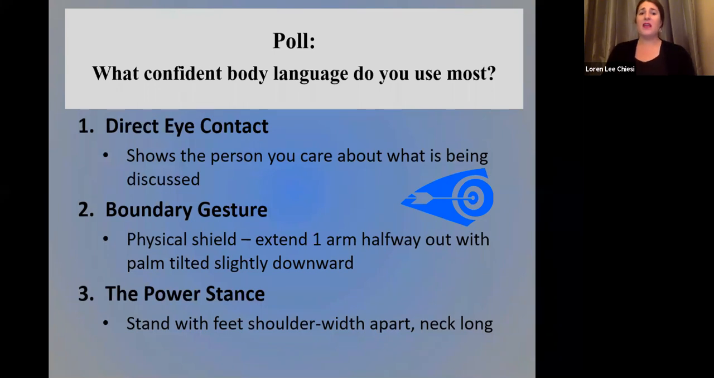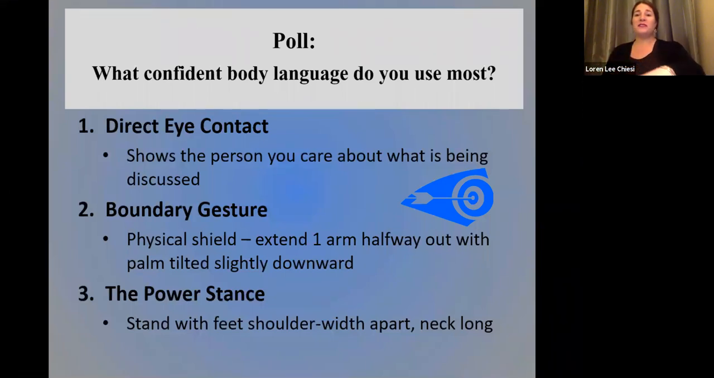The second one is a boundary gesture. I've noticed this a lot. People sometimes do it instinctively and naturally, but it's basically creating a physical shield. So you'll just put your arm up a little bit like this, like you have a little bit of armor in front of you, and extend it out about halfway in front of you. Your palm is slightly tilted downward, and you just make this gesture while you're talking.